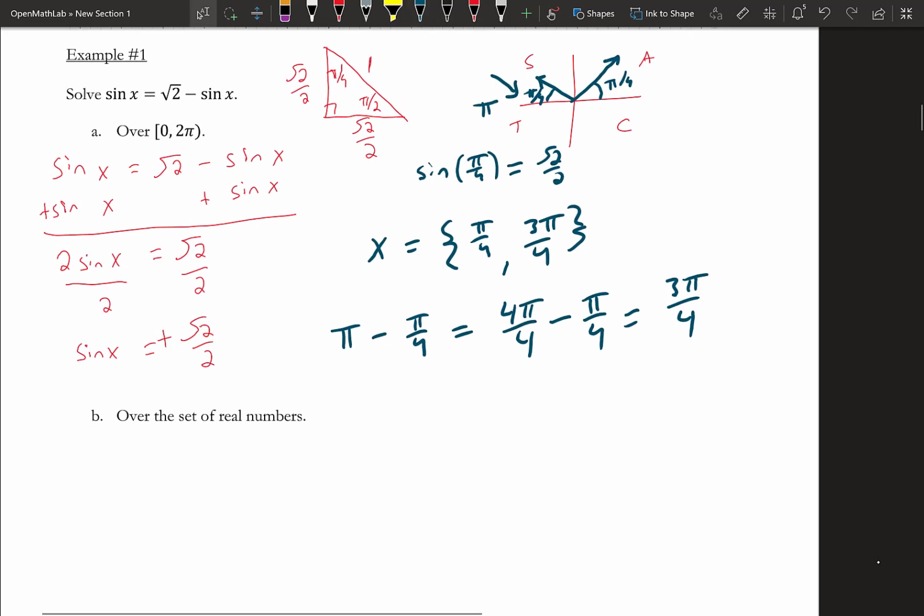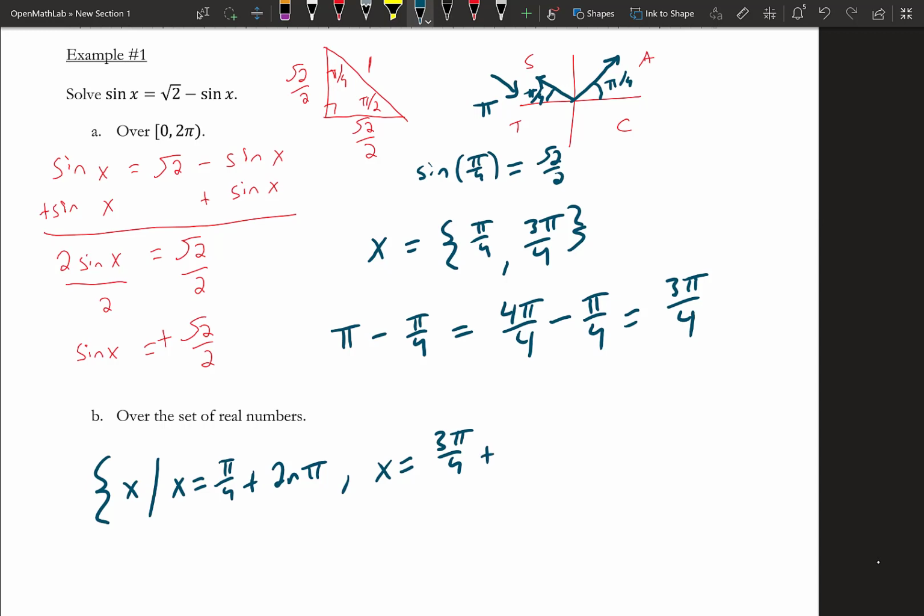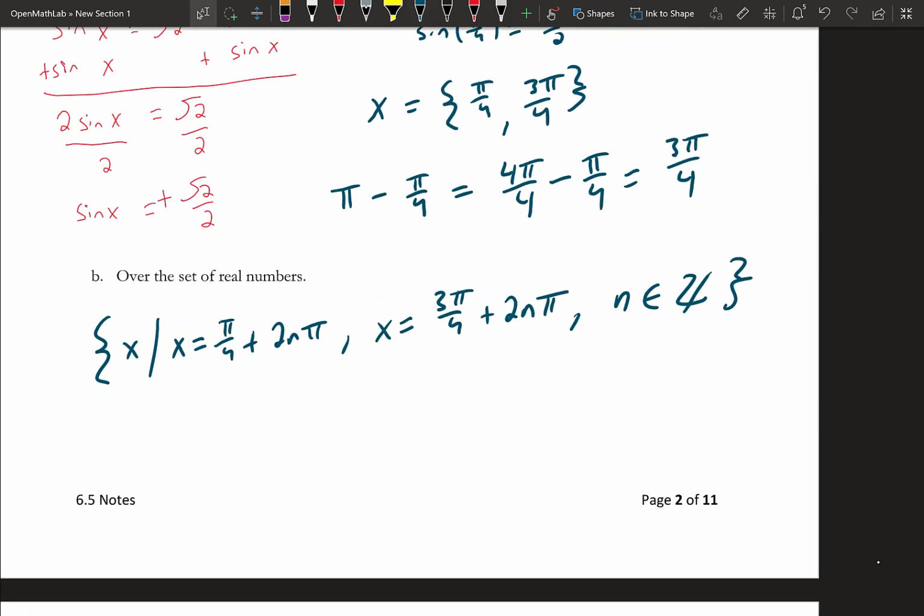So then for part B, if we want over the whole set of real numbers, in other words, getting a general solution, that would be the set of any x such that, and sine has a period of 2 pi, just like cosine did. So this would be anytime x equals pi over 4 plus 2n pi, or x equals 3 pi over 4 plus a multiple of its period, 2n pi, where n is an integer. That would be the solution set over all the real numbers. Remember, we call this the general solution set.